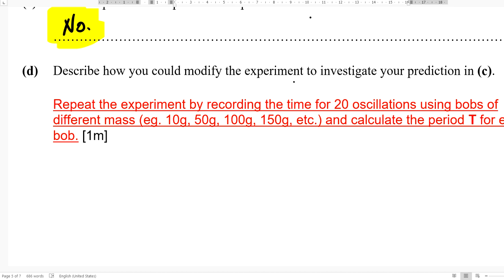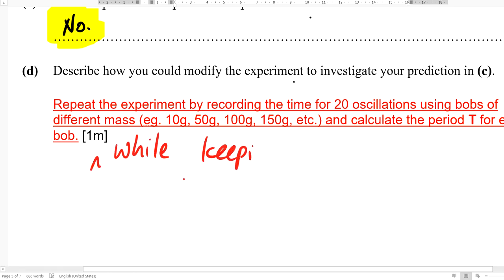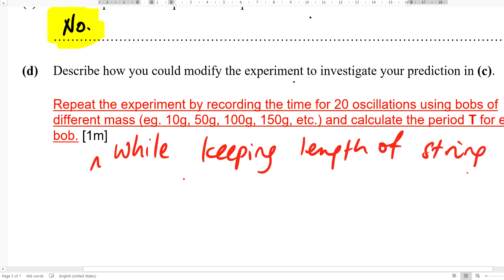I want you to include the words in red: while keeping length of string constant.